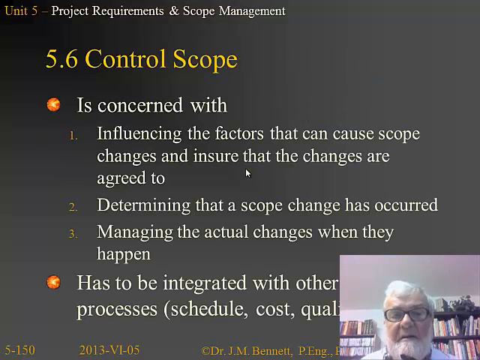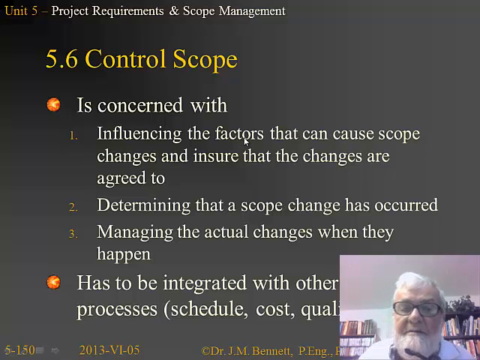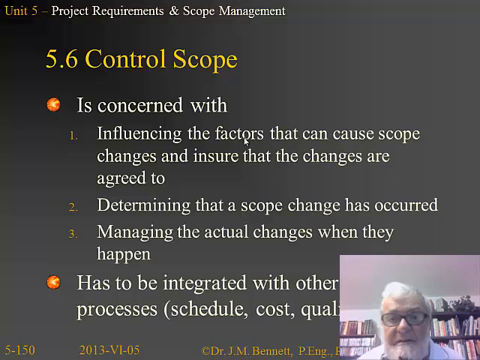The final component in project requirements and scope management is to control the scope. And this is concerned with controlling the factors that cause scope changes and assure that changes are agreed to. Now, generally speaking, we don't like to change scope, but there comes a time, maybe we're running behind on schedule and over on budget, where we have to de-scope a bit to get back on track. If that's the case, we want to make sure that all the stakeholders agree to the changes.